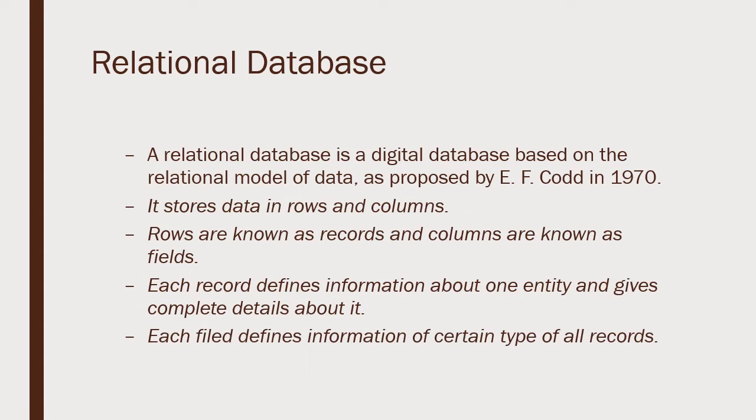Each field defines information of a certain type of records. Field means, suppose you are going to store the records about the student. So fields may be roll number, name, address, mobile number, gender, standard, sections. These are the fields, or we can say headings of columns.